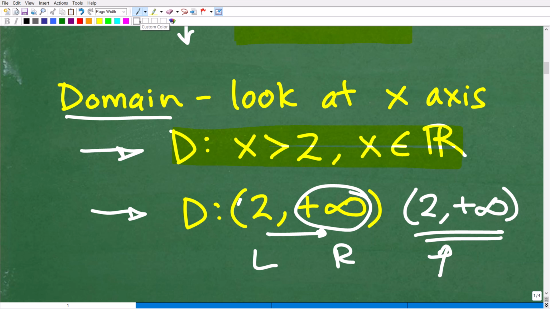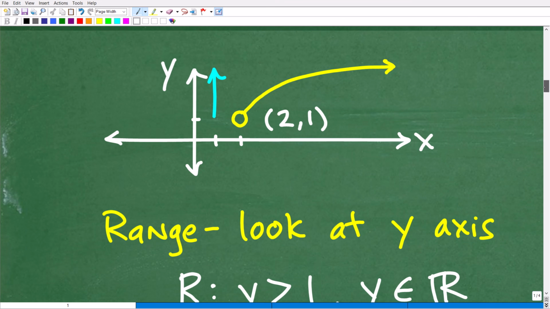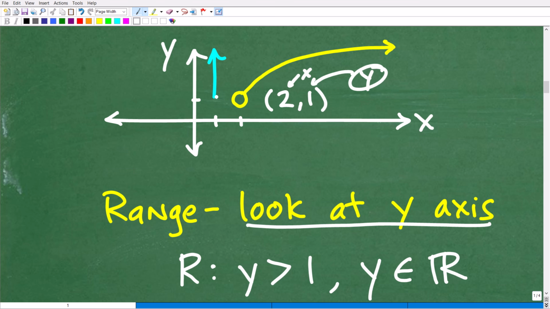Again, you want to focus in on that independent variable x and just concentrate on the x-axis. And this can get a little bit tricky, especially with more difficult graphs. But let's go ahead and take a look at the range. So for the range, you're going to focus in on the y-axis. So this graph is covering what on the y-axis? Well, it's starting from all values greater than 1. Okay, so remember, here is y, 2 is x, so we're concentrating on 1, so everything above 1 is what this graph is covering on the y-axis.